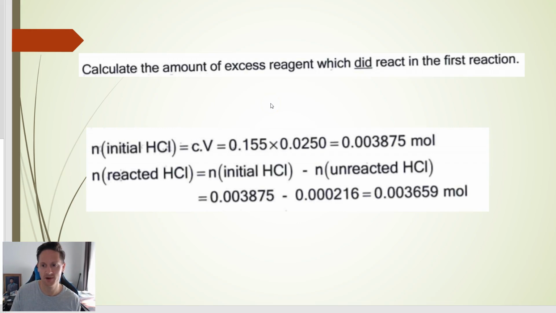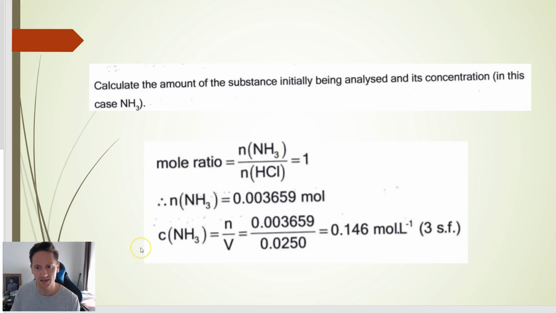Calculate the amount of excess reagent which did react in the first reaction. So this is where you're going to use your subtraction. You know the number of moles of initial hydrochloric acid and unreacted hydrochloric acid. So initial subtract unreacted to get reacted. And then the last step, again, pause, now you know the amount of chemical that has reacted, and then you can use mole ratios in order to determine the concentration of your original unknown substance of ammonia.